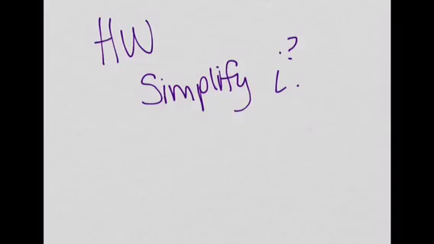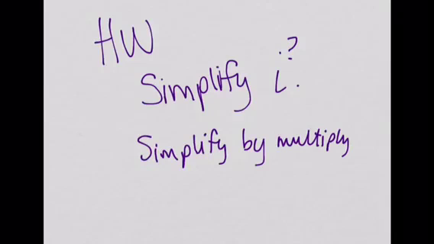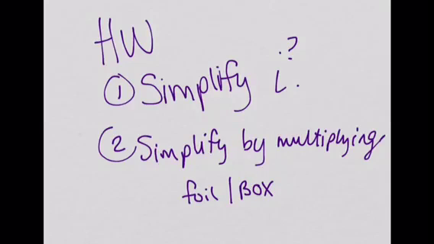Okay, the second part is that you need to actually just simplify by multiplying. Okay, and it's exactly what we just did in class. Remember that your two options are to either FOIL or use the box. Okay, so now you can go ahead and get your homework and work on that until the bell rings.